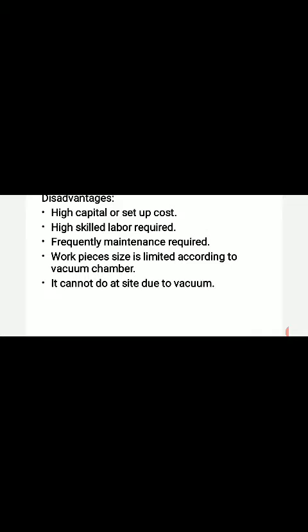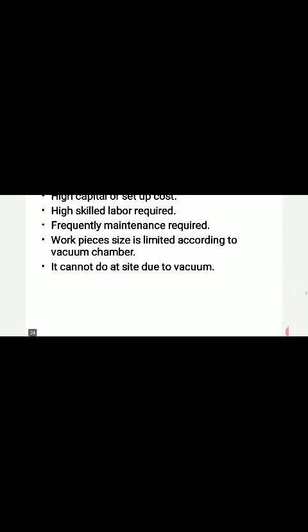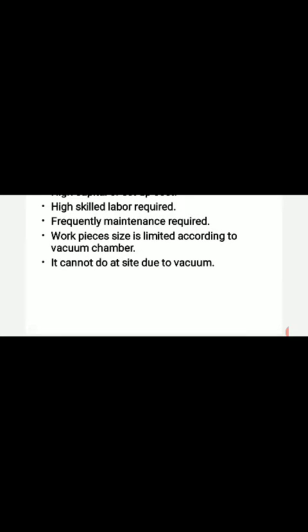The presence of vacuum can completely avoid oxidation. This oxidation causes changes in the metallurgical and mechanical properties of the metal. Therefore, by using vacuum, the weldment obtained is completely free from atmospheric oxidation.